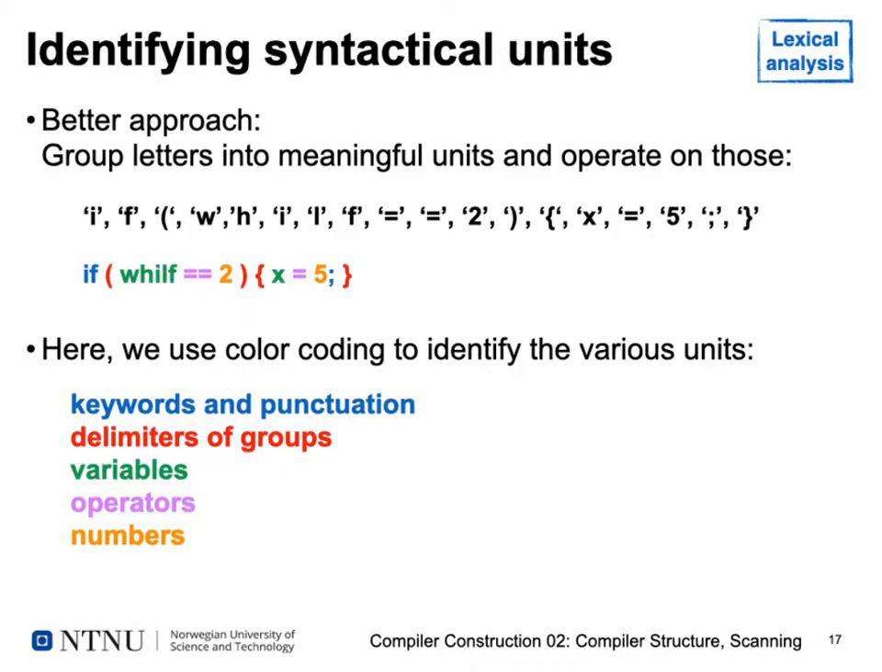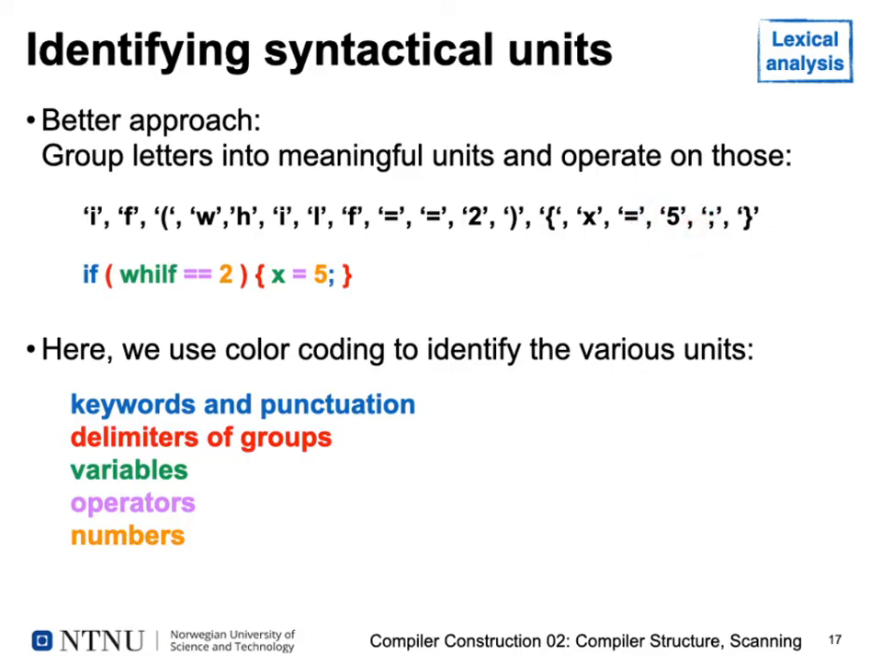So what we want to do is to identify syntactical units. If it were a natural language, we would be able to identify single words. So the better approach is to group the letters of your input text into meaningful units and then let the compiler operate on those. We have this input text here: an I, an F, an opening bracket, then WHILF or WILF, then two equal signs, and so on.